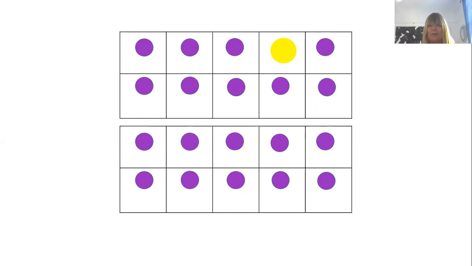And our yellow dot is up there today. Anybody got any ideas what square that yellow dot is in? Giving you a few moments to think about it. It's the one before the 20th square, and it's the 19th.